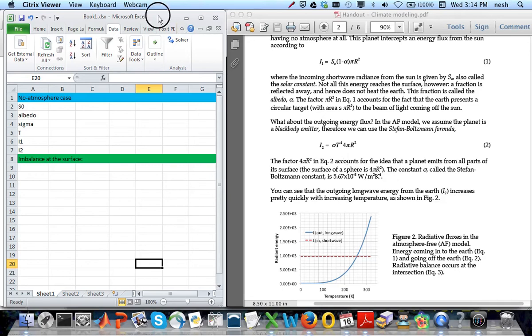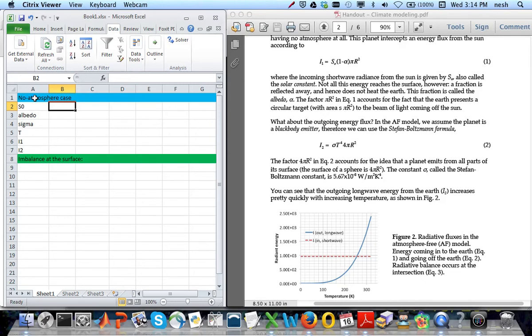So the next thing to do is to go to Excel and launch Excel through VDesk. What I recommend is you enter in all these fields here, so you're all ready to go when we start entering some numbers. So pause and then resume when you've got that up.